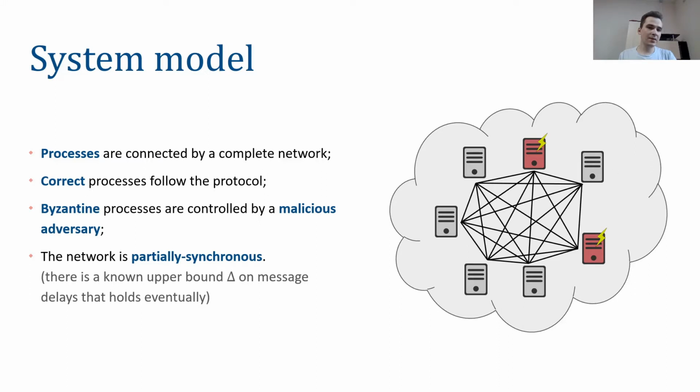We consider a classic model with a fully connected partially synchronous network of processes, which communicate by sending messages. Some processes may be Byzantine faulty, which means that they are controlled by a malicious adversary and can deviate from the protocol arbitrarily.